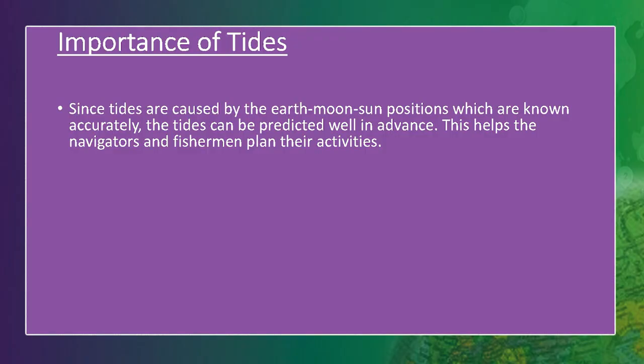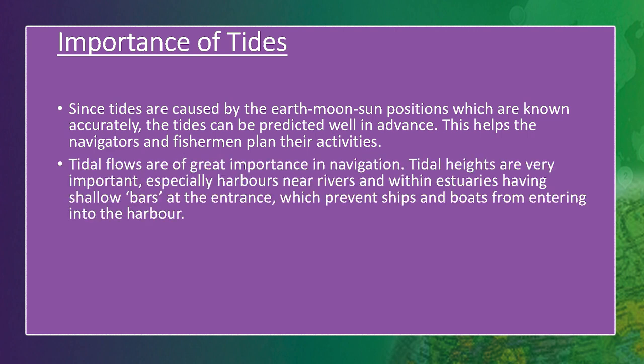Since tides are caused by the earth, moon and sun positions, which are known accurately, the tides can be predicted well in advance. This helps the navigators and fishermen plan their activities. Tidal flows are of great importance for navigation. Tidal heights are very important, especially in harbors, near rivers and within estuaries having shallow bars at the entrance which prevent ships and boats from entering the harbor.